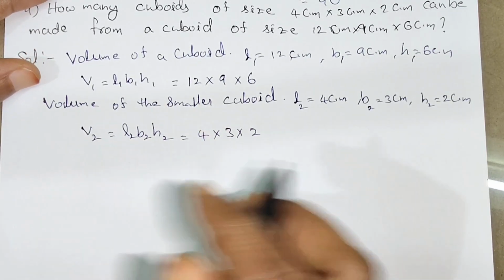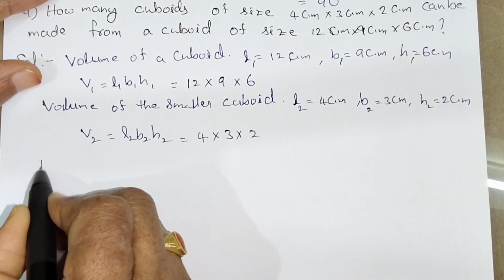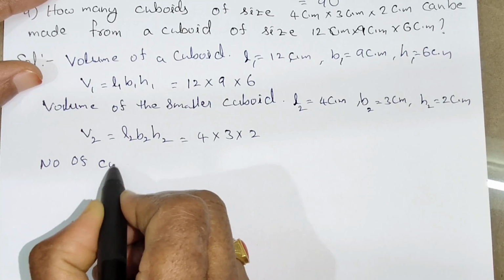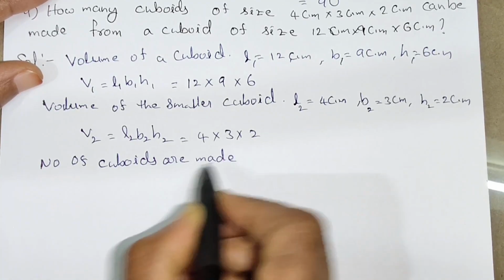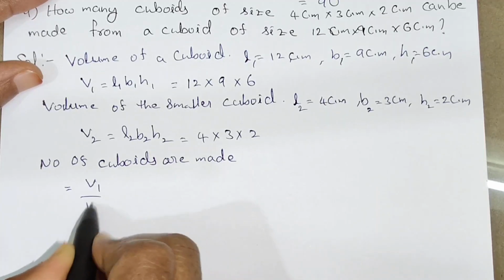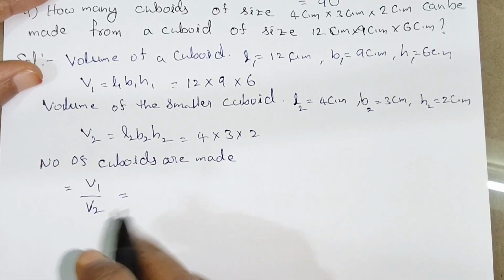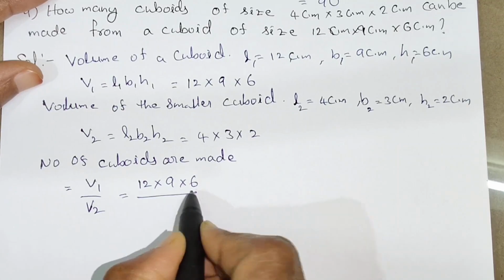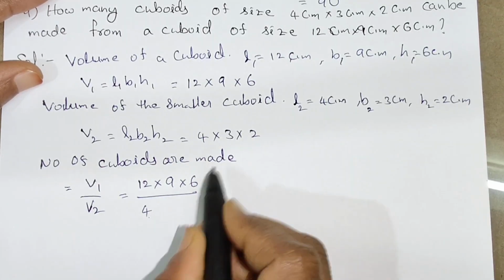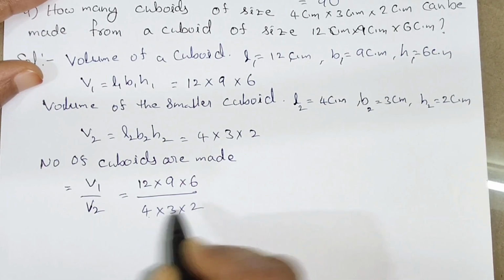So now the number of cuboids that can be made: we write the number of cuboids equal to V1 by V2. So we divide these two volumes. The first volume is 12 into 9 into 6, divided by the second volume V2, which is 4 into 3 into 2.